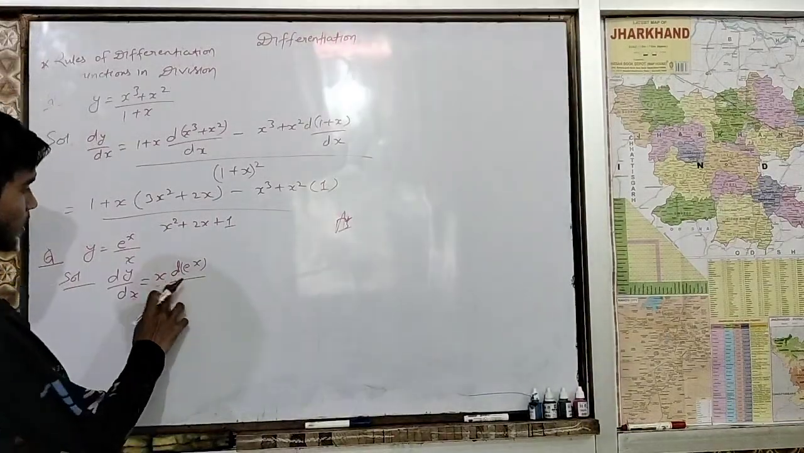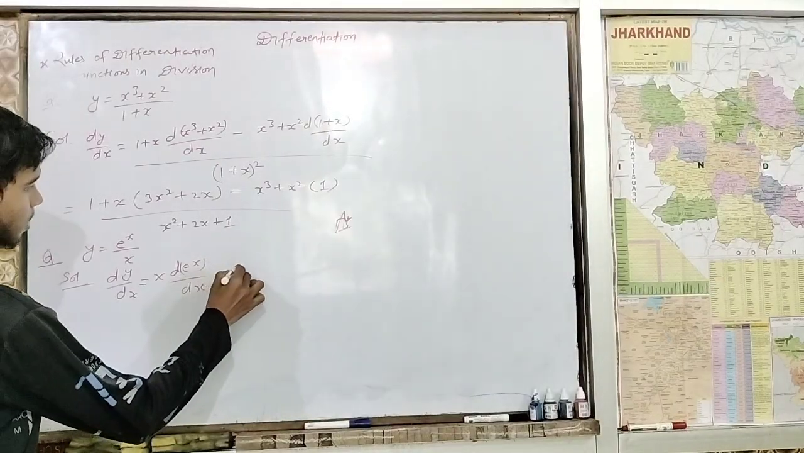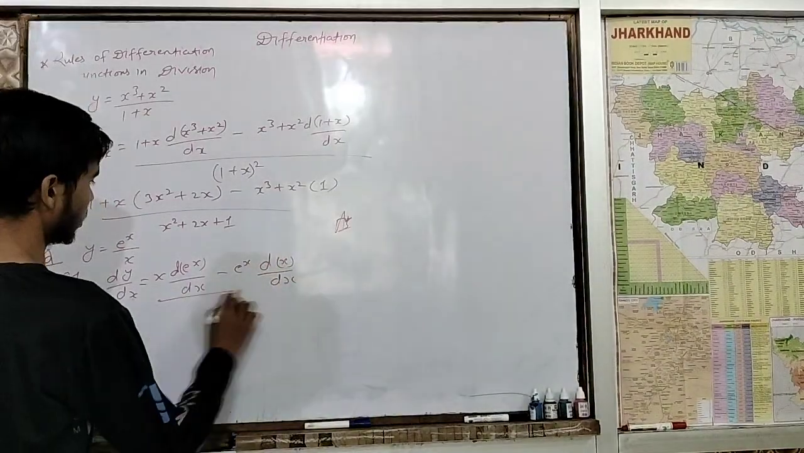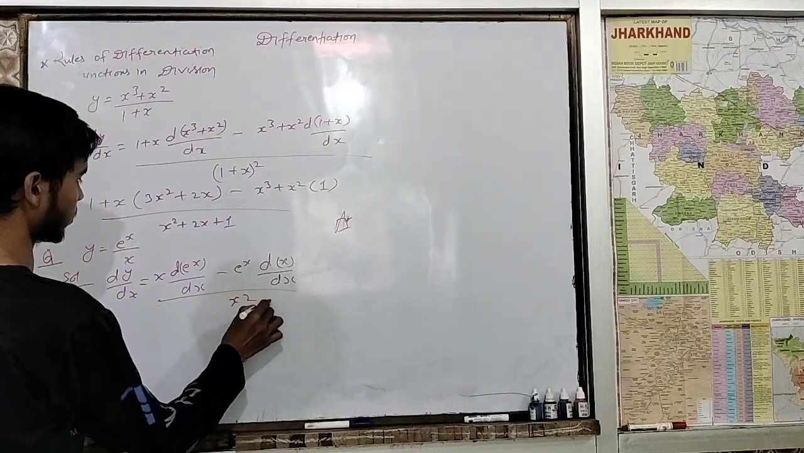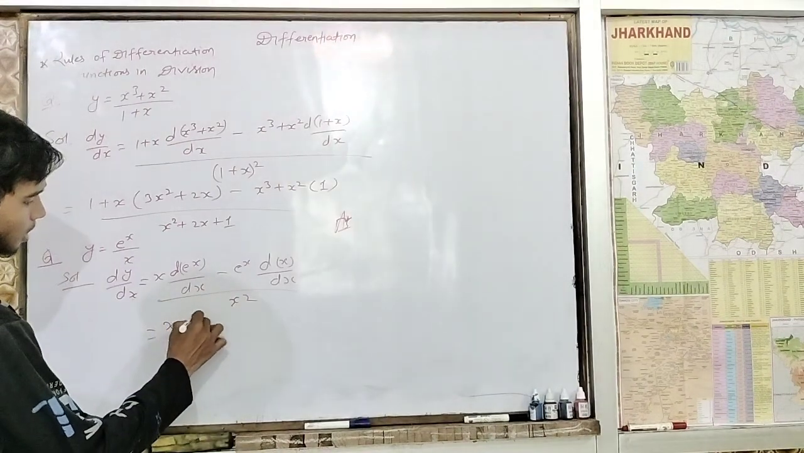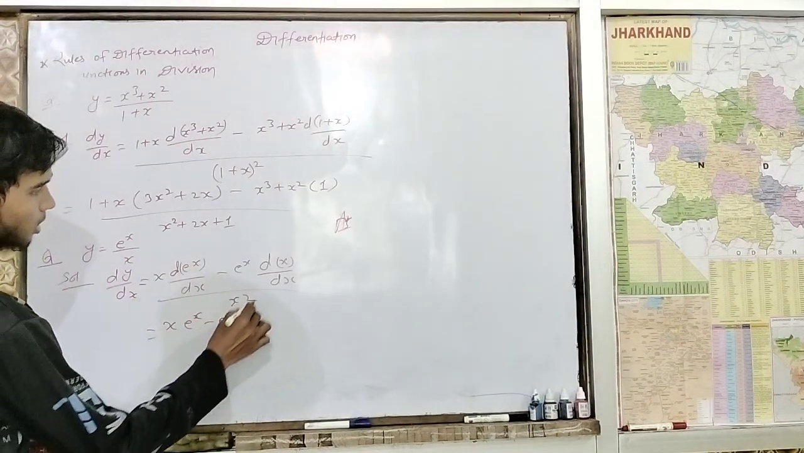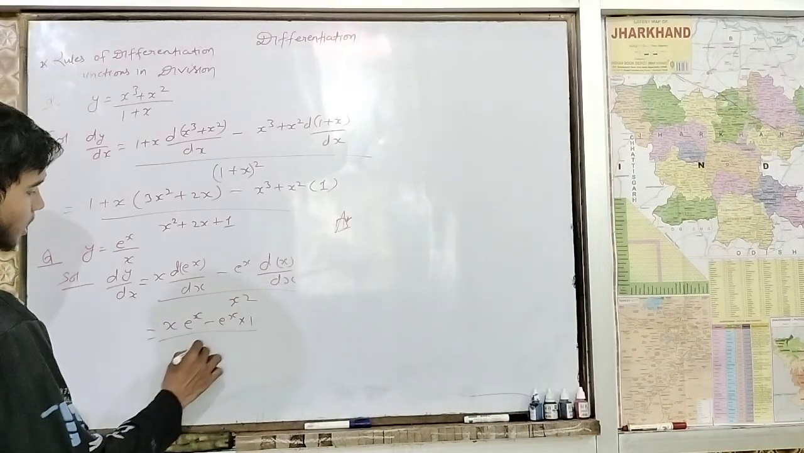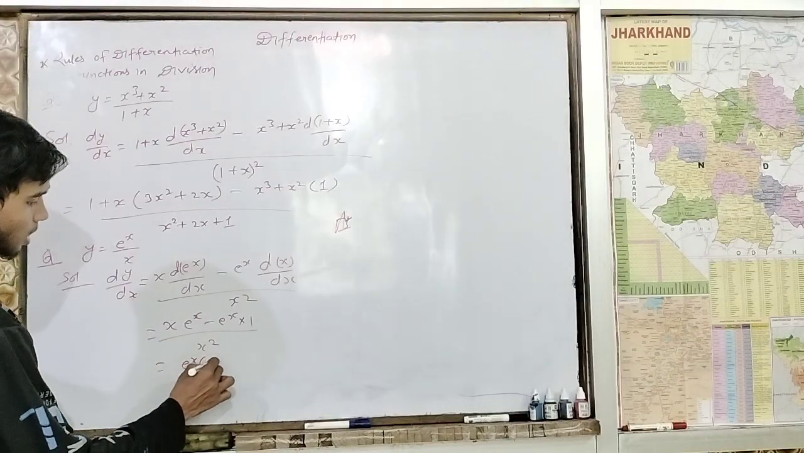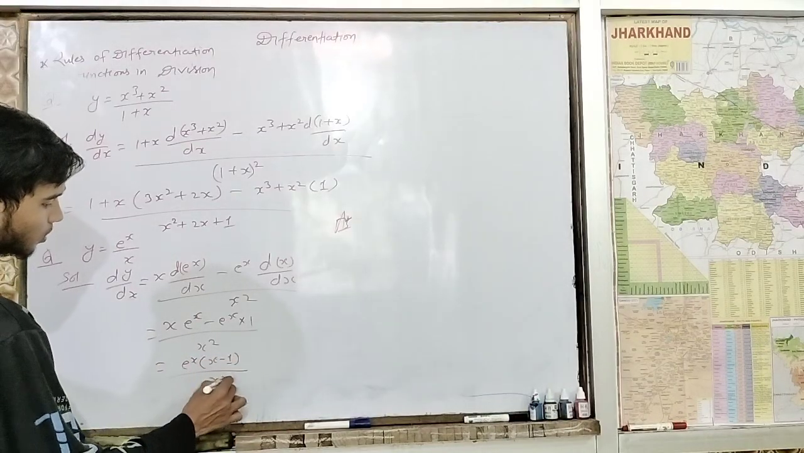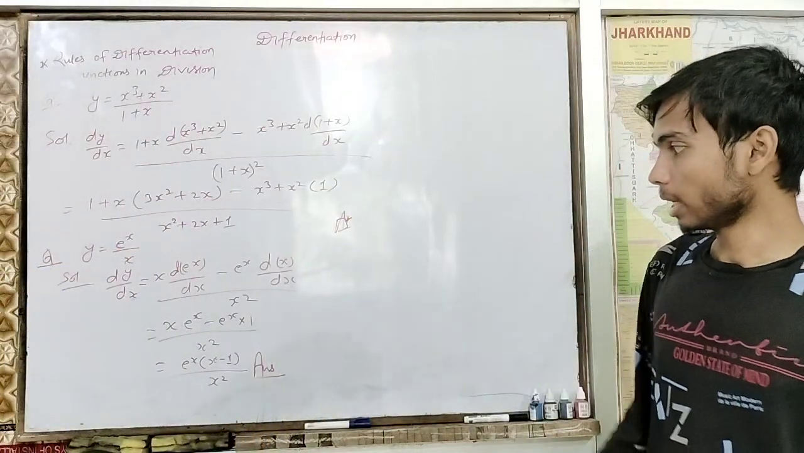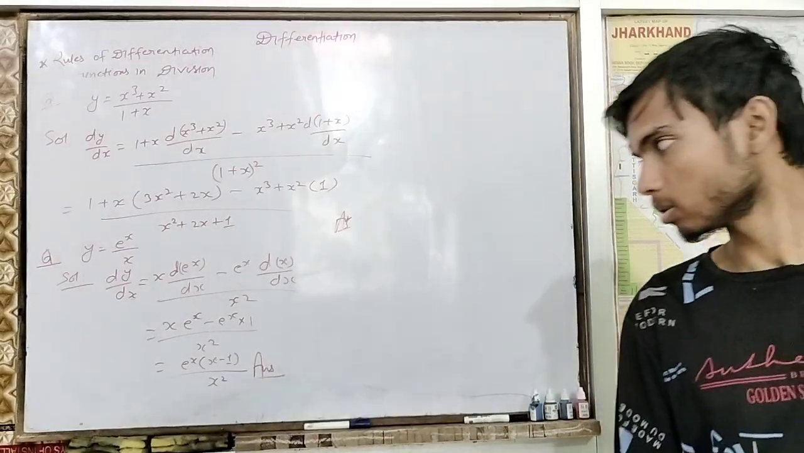Okay, this is done. It is upon dx, minus e raised to power x, then differentiation of x upon x square. Clear? x as it is, differentiation of e raised to power x is the same. Then minus e raised to power x, differentiation of x is just 1, and this upon x square. Here e raised to power x is common. So e raised to power x into (x minus 1) upon x square. This is our final answer.